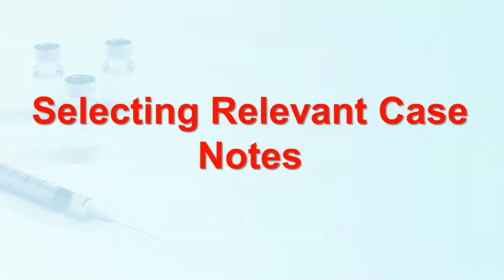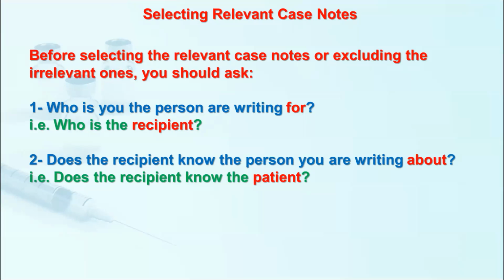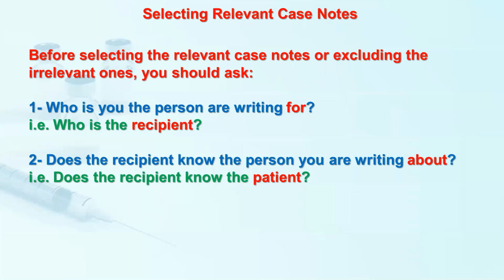So let's start with selecting relevant case notes. Before selecting the relevant case notes or excluding the irrelevant ones, you should ask the first question, who's the person you are writing for? Or who is the recipient? The next question, does the recipient know the person you are writing about? Or another meaning, does the recipient know the patient? So we have two important questions before we start writing. Who's the recipient? And does this recipient know the patient or the person we are writing about?